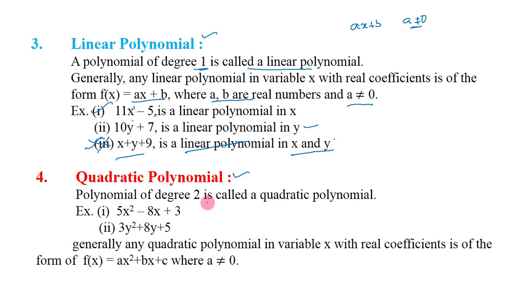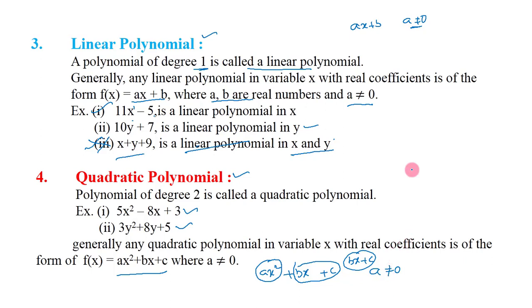A polynomial with a degree 2 is called a quadratic polynomial, and these are the examples of quadratic polynomials. This is the standard form of the quadratic polynomial, that is ax square plus bx plus c, where a is not equal to 0. Sir, what happens if a is equal to 0? If a is equal to 0, then the second degree term will vanish. So we are left with only two terms, that are bx plus c. So it becomes linear. That's why a should not be equal to 0 in the quadratic polynomial.